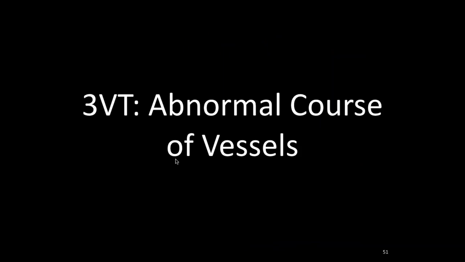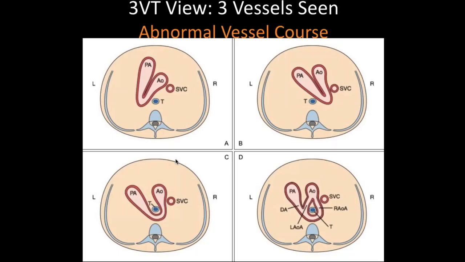All right, so now I want to talk about the course of the great vessels as they come out of their respective chambers. This is the normal 3-vessel trachea view. Both the ductal arch and aortic arch are to the left side of the trachea. They can both be on the right side, and this is called right aortic arch and right ductal arch. One could be on the left side and one could be on the right side. This could be a right aortic arch and a left ductus arteriosus. So this forms a U configuration behind the trachea.